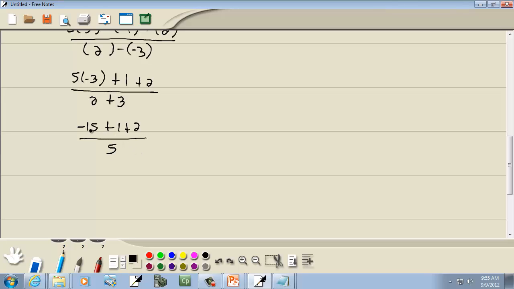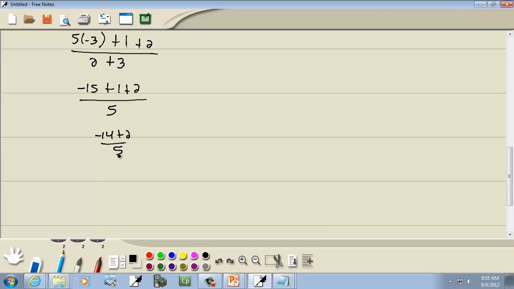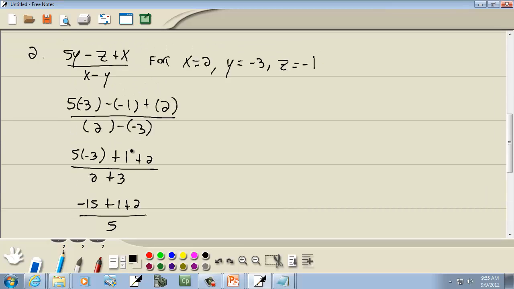Up on top, negative 15 plus 1 is negative 14. Plus 2 over 5, which gives us negative 12 over 5. So that would be your answer, assuming I didn't make a basic math error somewhere.